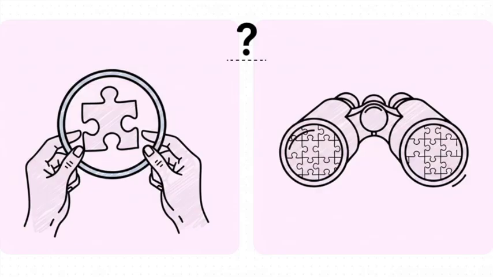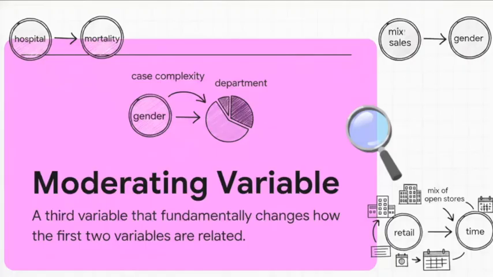For strategic decisions about specific customer segments, use segment-level data. For decisions about overall portfolio performance, use the aggregate, provided you have a clear understanding of the composition that's driving it. To systematize this understanding, analysts look for moderating variables.